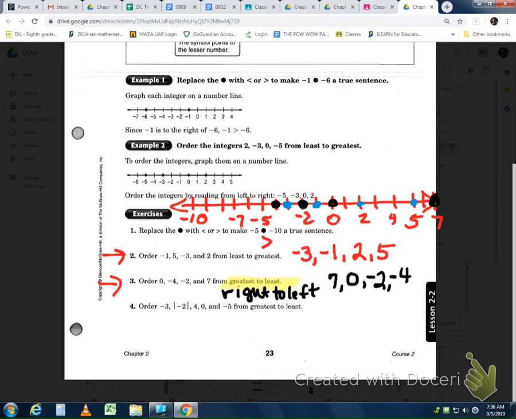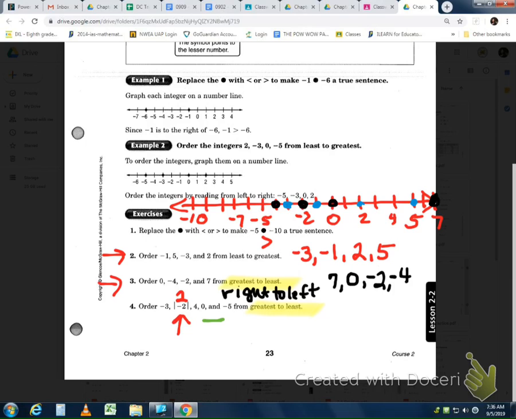Alright, one more. Now, this one, which way are we going? Yes, greatest to least. Now, here's the thing. On this one, they've added an absolute value. Absolute value means how far that number is from 0. So, how far is -2 from 0? Right, that would actually be 2 units. So this time on my graph, I'm going to do these in green.